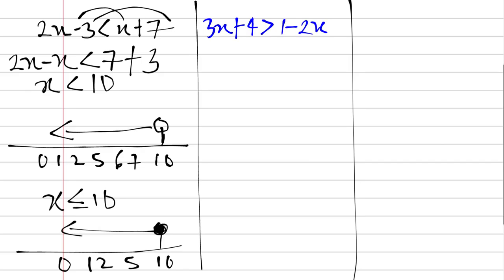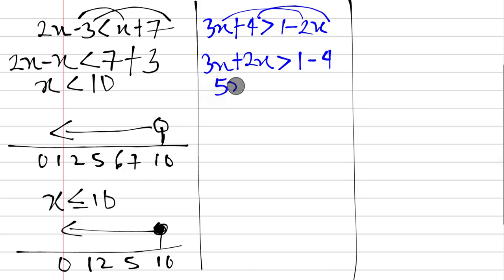So the next thing, just make x the subject of formula. So this will become 3x. If we bring minus 2x to this side, it will become plus 2x, greater than 1. If you bring 4 to this side, it will become minus 4. So 3x plus 2x will give us 5x, greater than minus 3.